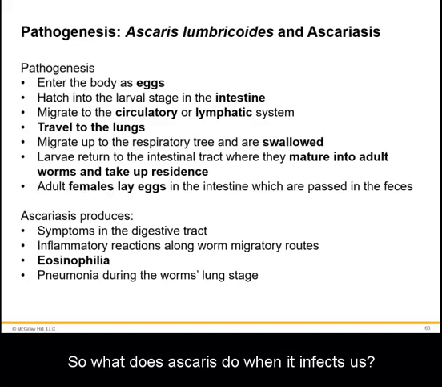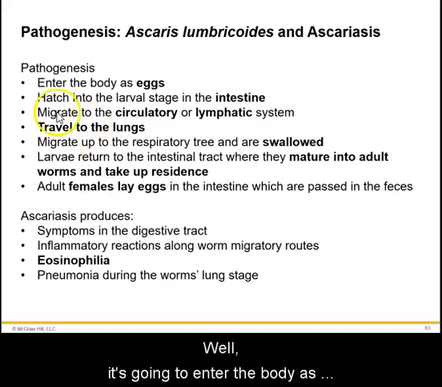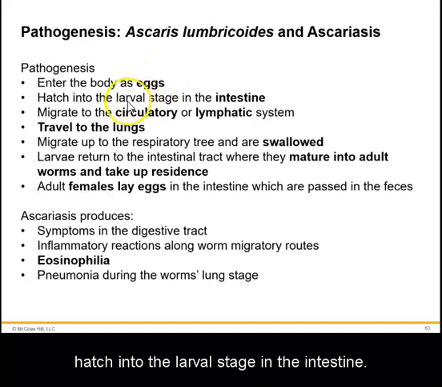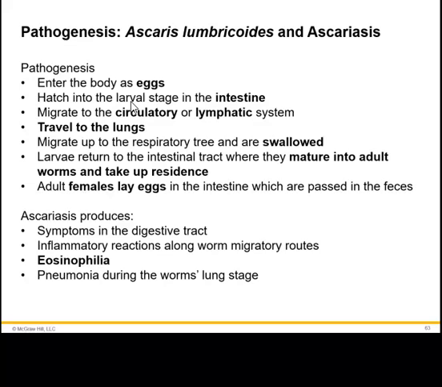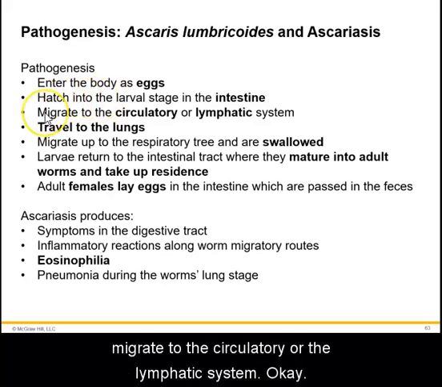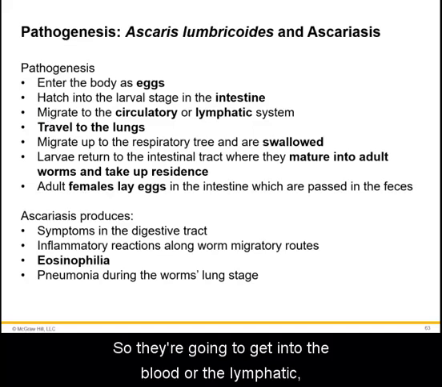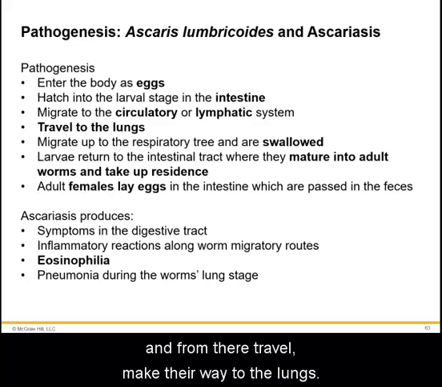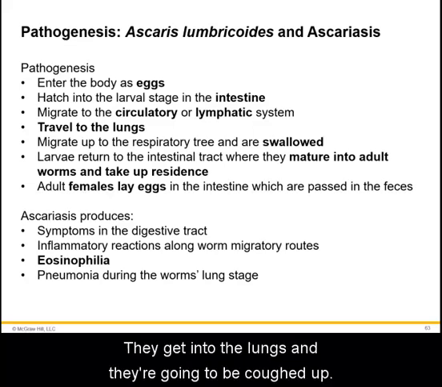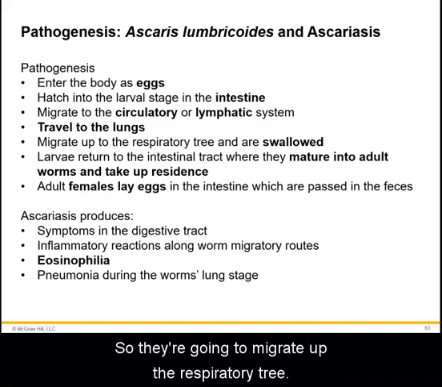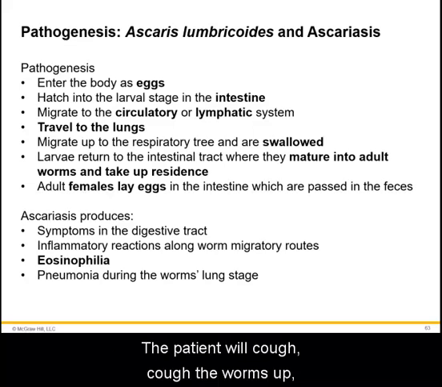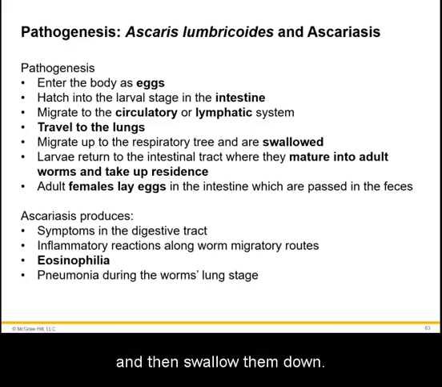So what does Ascaris do when it infects us? Well, it's going to enter the body as eggs, and those eggs are going to hatch into the larval stage in the intestine. From there, the larvae are going to migrate to the circulatory or the lymphatic system. Okay, so they're going to get into the blood or the lymph, and from there make their way to the lungs. They get into the lungs, and they're going to be coughed up. So they're going to migrate up the respiratory tree. The patient will cough the worms up, and then swallow them down.